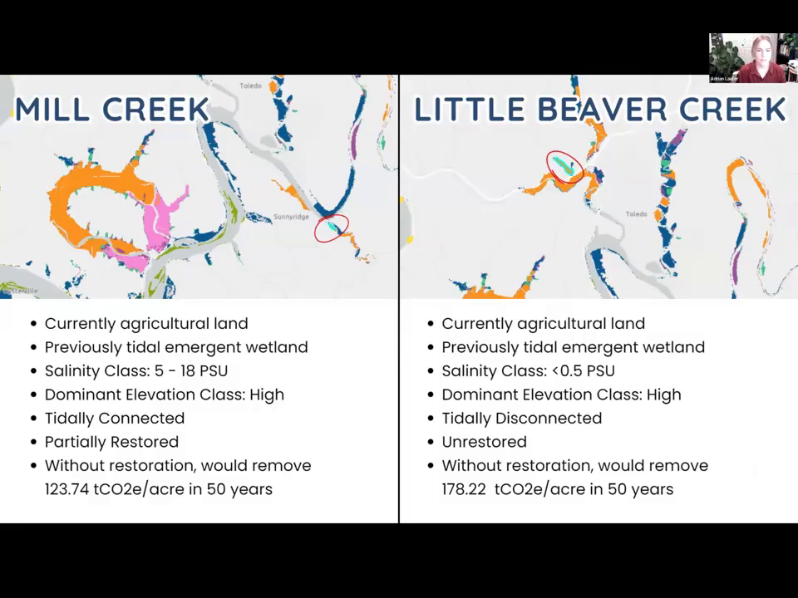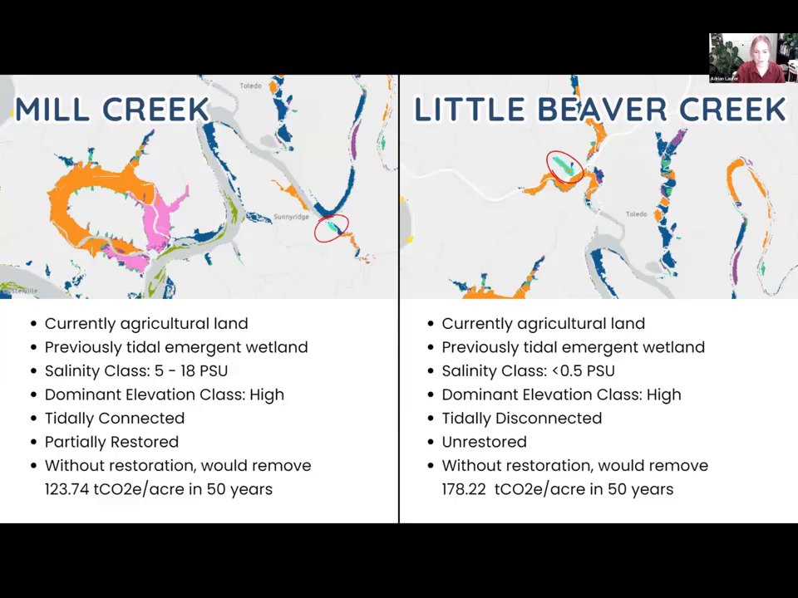So this is, again, an example that is not really feasible, but is meant to show the different ways we can use these tools. Using the Estuary Explorer, we can see some of the current conditions of the sites. They're both currently agricultural land that were previously tidal emergent wetland. They differ in terms of salinity class. Little Beaver Creek has lower salinity. Mill Creek is tidally connected, whereas Little Beaver Creek is not tidally connected. Mill Creek is partially restored. Little Beaver Creek is unrestored.